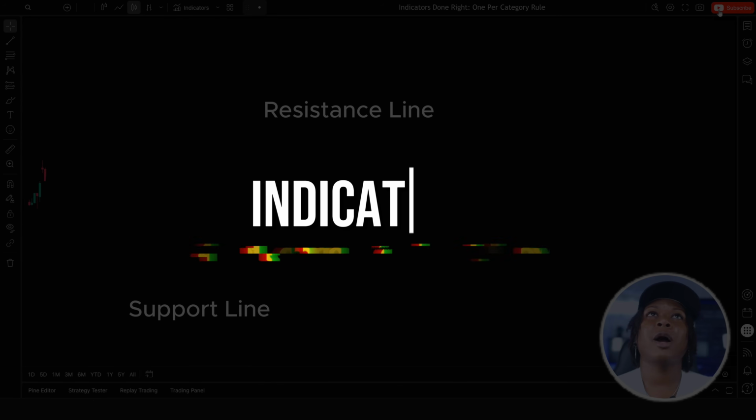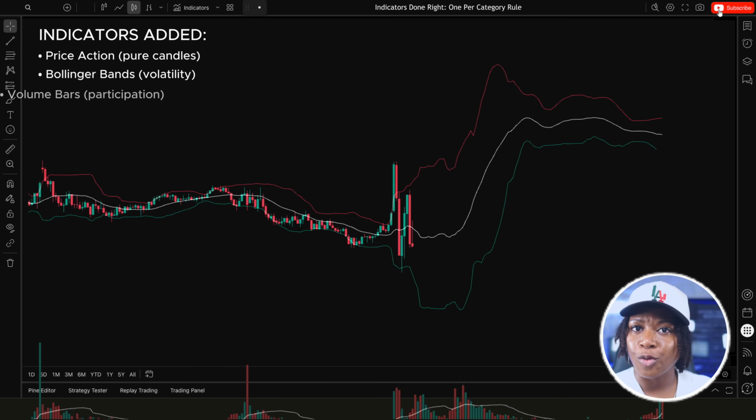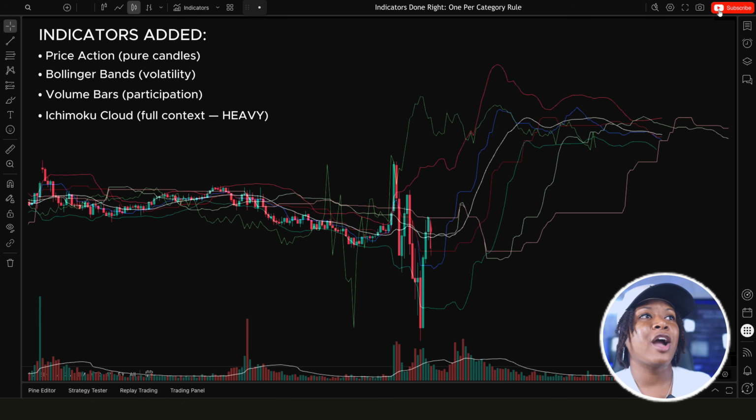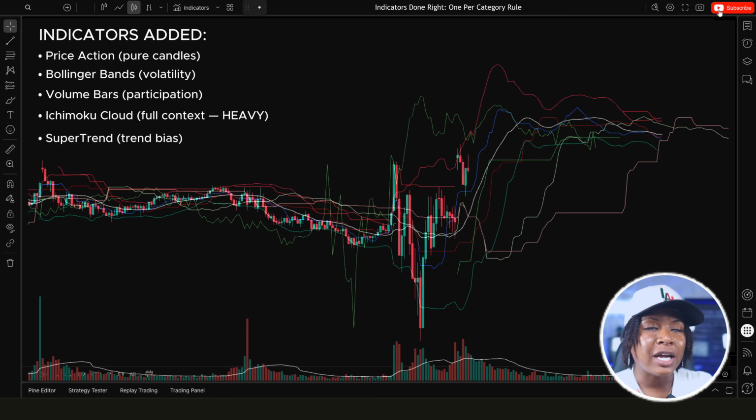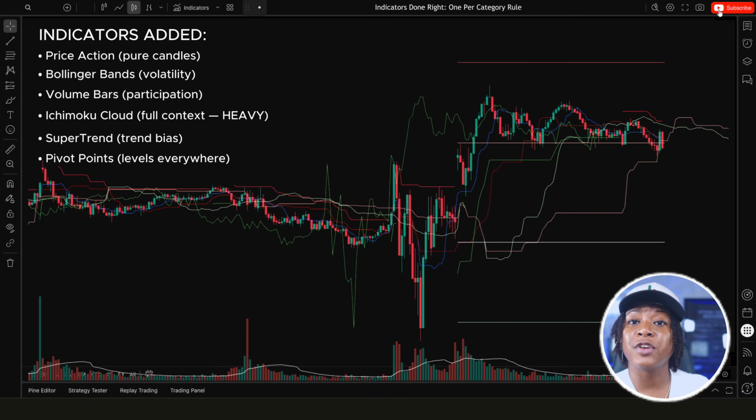Now I want to talk about indicators. When I started trading, indicators felt like secret weapons. I thought if I just found that one indicator, I would unlock the cheat code to the market. I would be a millionaire, multi. Now, I know for a lot of people, indicators can feel overwhelming.